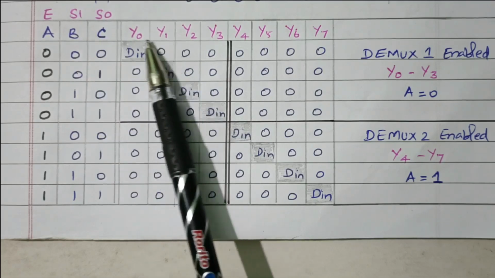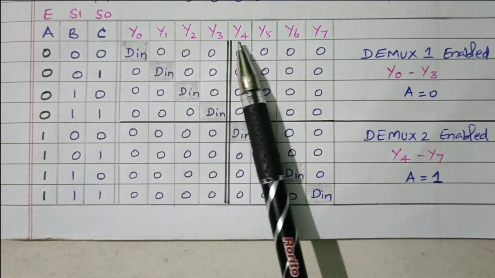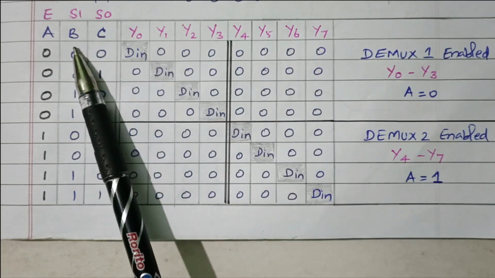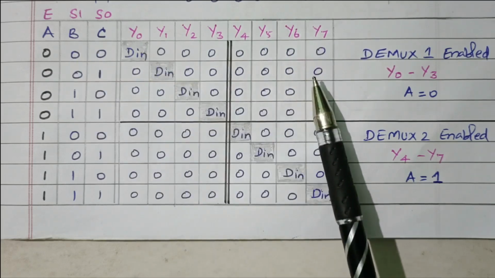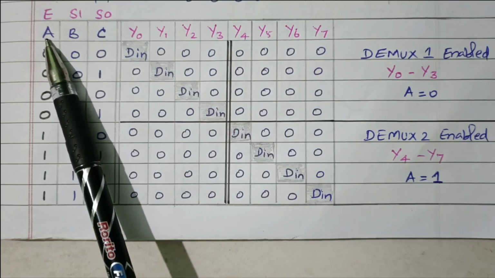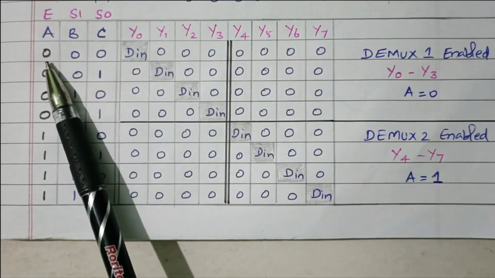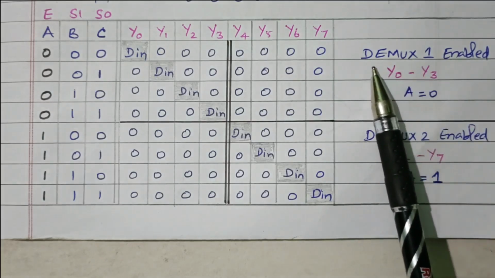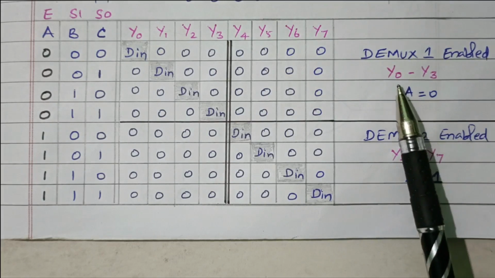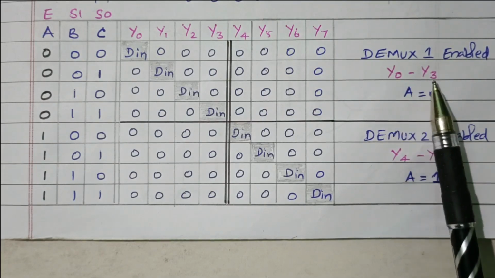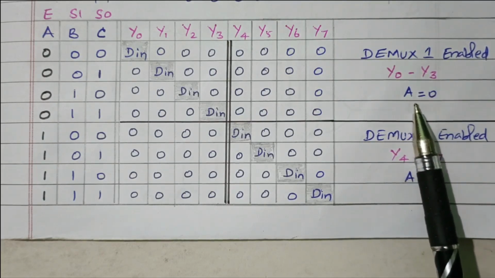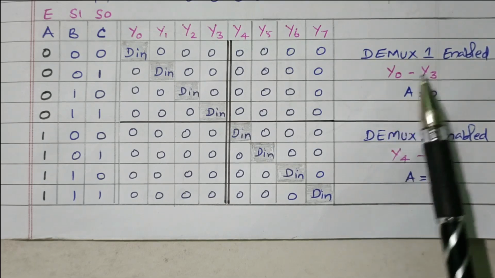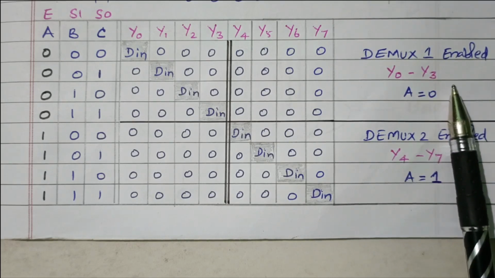So these are the 8 outputs: Y0, Y1, Y2, Y3, Y4, Y5, Y6 and Y7, right? 1:8 outputs are available, right? If the enable, the signal A, is 0, then demux 1 will be enabled because it is given through the NOT gate. So demux 1 is enabled, that is we will get the output from Y0 to Y3 when A equals 0. At that time demux 2 will be disabled.